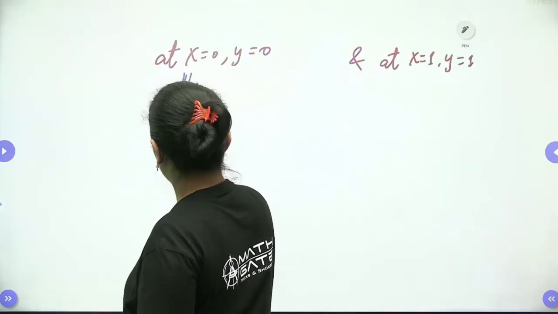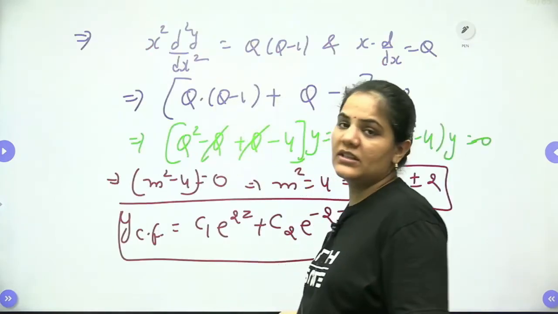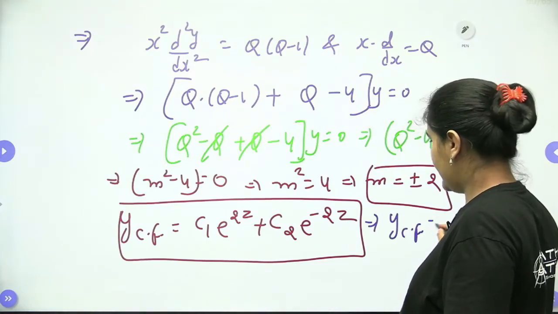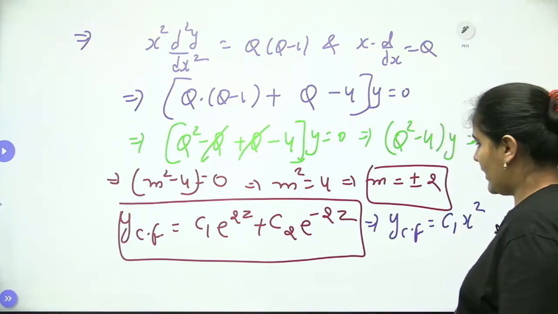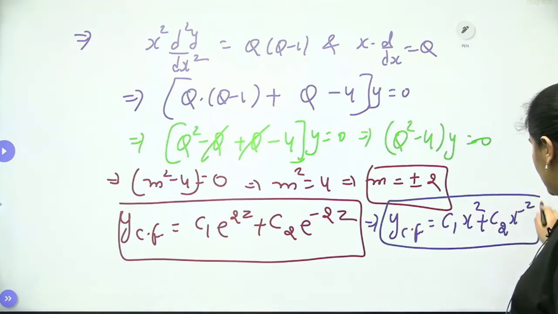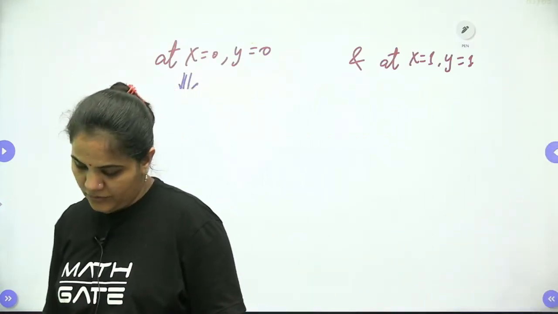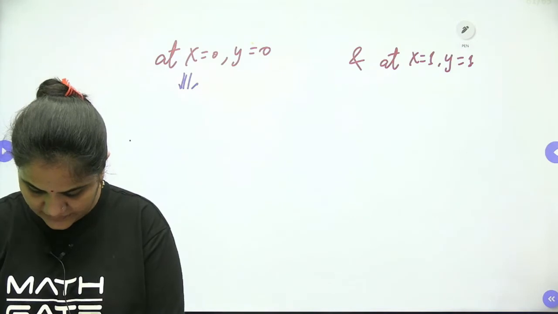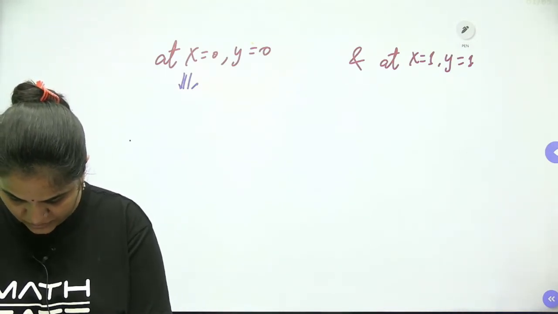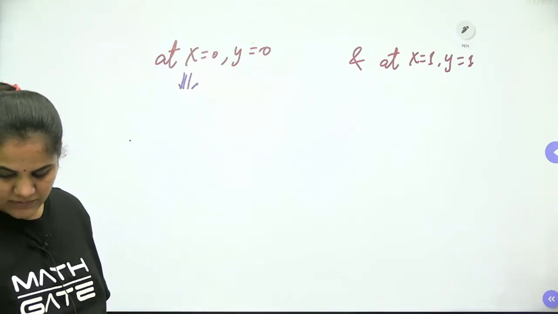For the first, x is equal to 0, y is equal to 0. Okay, let me convert it first in the form of x, otherwise you will get confused. So YCF will be C1 x squared plus C2 x to the power minus 2 only. Yes, exactly. So from here we have 2 conditions for finding the values of C1 and C2.